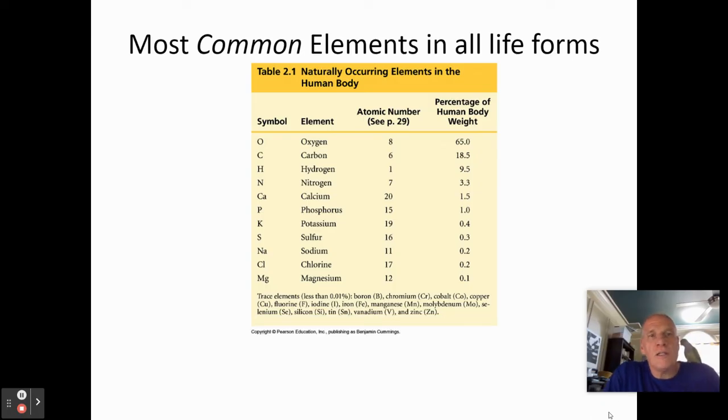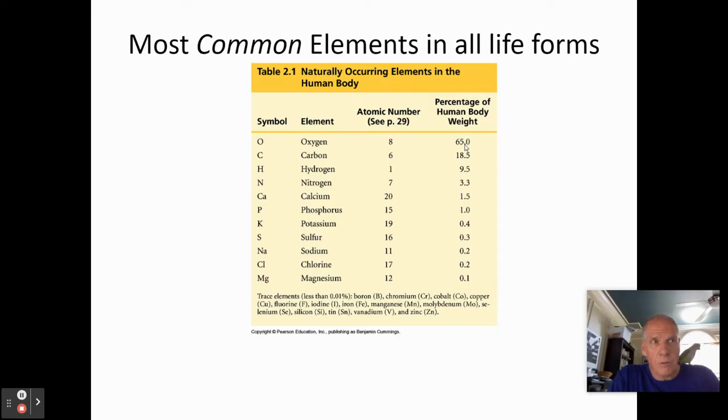All right, so let's look at some of the elements. These are the most common elements that we see in all life forms. You're familiar with a lot of them: oxygen, carbon, hydrogen, nitrogen, calcium, phosphorus. But you may not know that sodium, chlorine, and magnesium are pretty common in living organisms. But look at oxygen. It makes up 65% of your weight.